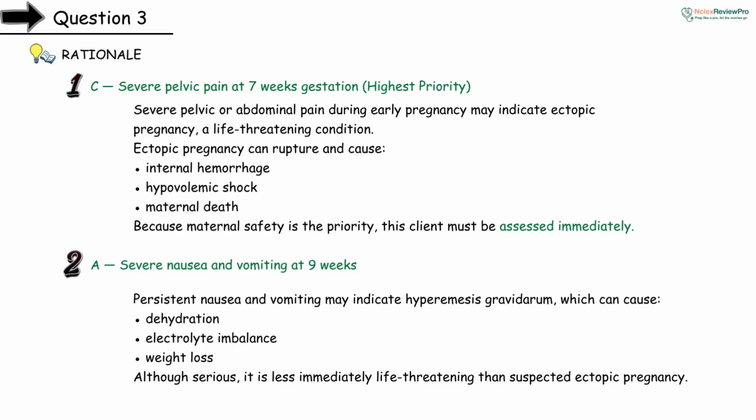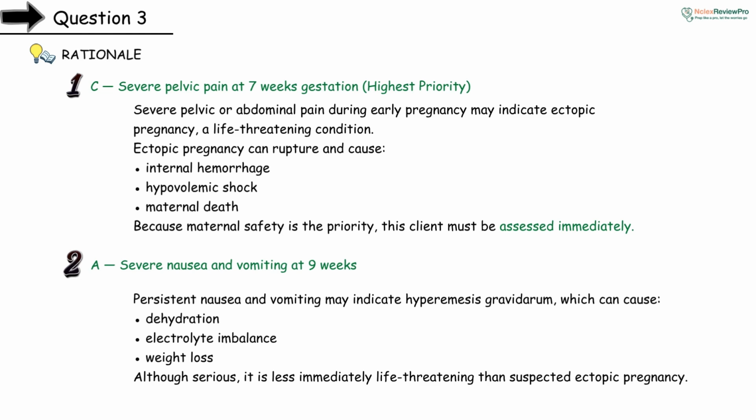Why? Because in early pregnancy, severe pelvic or abdominal pain should immediately make you think of ectopic pregnancy, and this is a life-threatening condition. If it ruptures, it can lead to internal hemorrhage, hypovolemic shock, and maternal death. So, maternal safety is the priority here, and this client must be assessed first.